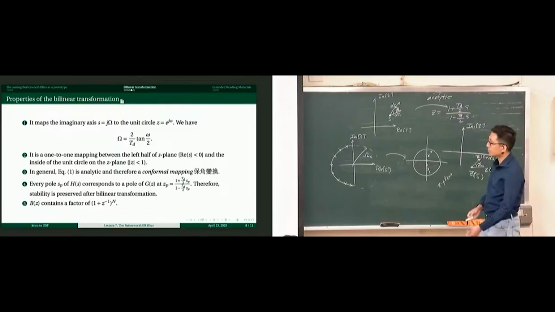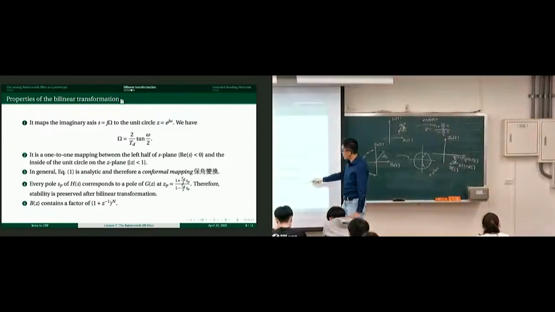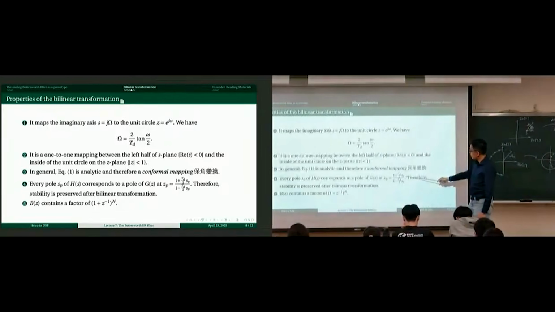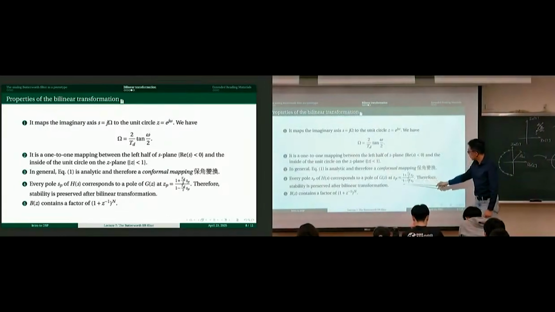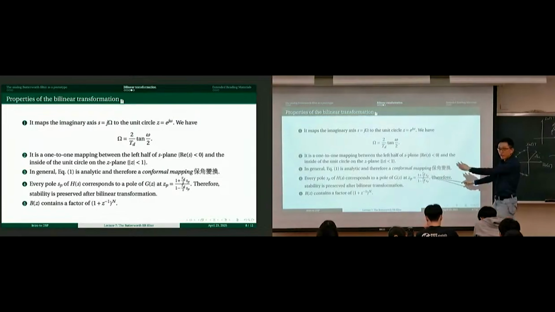And that's pretty important. Every time we have a singularity in the S plane, then after transformation, the singularity goes there, which is inside the unit circle, given that S is to the left-hand side of the imaginary axis. Therefore, stability is preserved after bilinear transformation. A very strong and important property, useful.